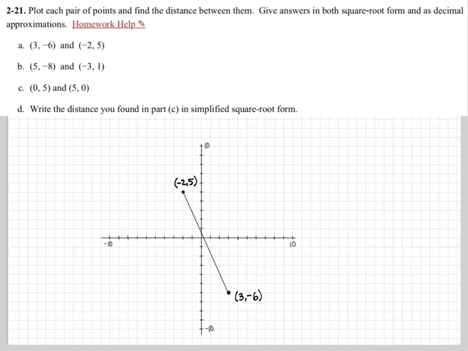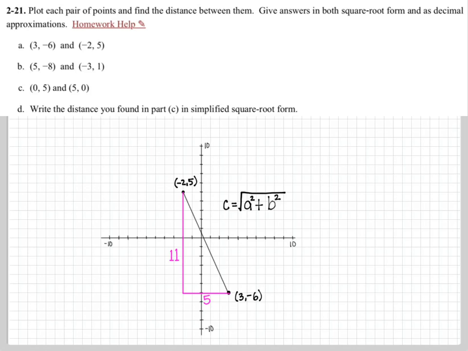But you'll notice that if you drop a vertical line down and then a horizontal line, like so, it creates a right triangle. And so we can use the Pythagorean theorem where this hypotenuse is the distance that we're trying to find, this c. So I don't want c squared, I want c, so I take the square root.